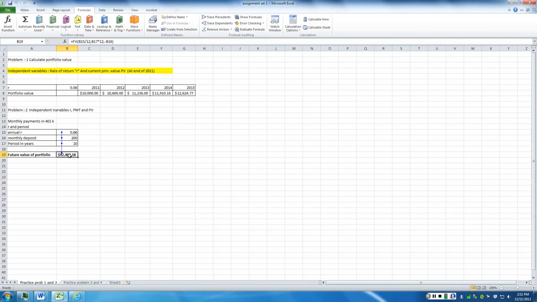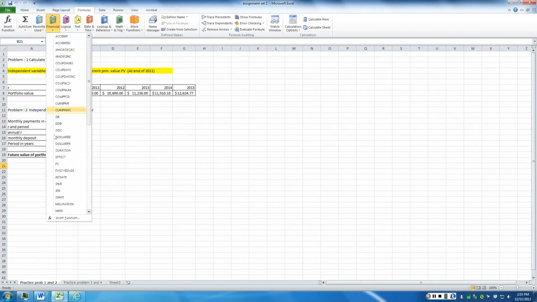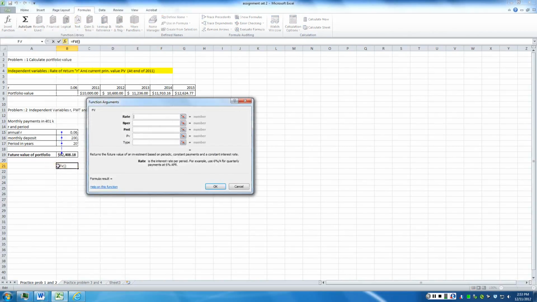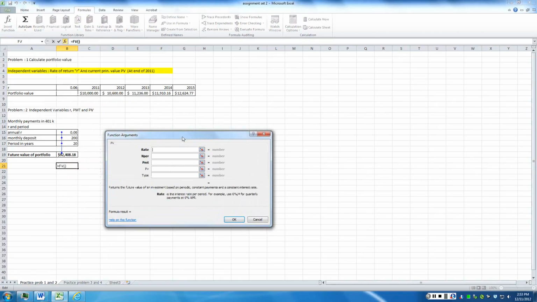So the formula over here, as you can see, comes out of Excel. So how did we do it? Let me just do it again over here. If I want to figure out the future value, I will go to the formula under the financials. We are looking for future value, so the box will open up. Okay, so we need to put the rate in.